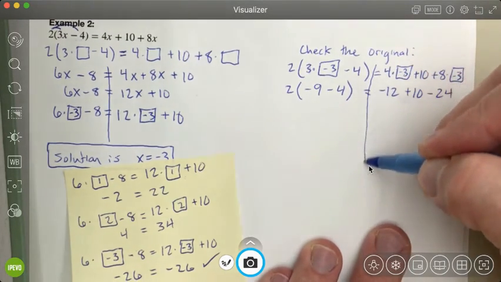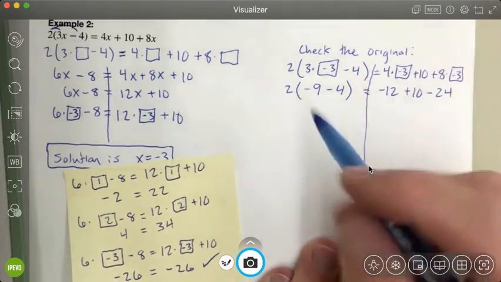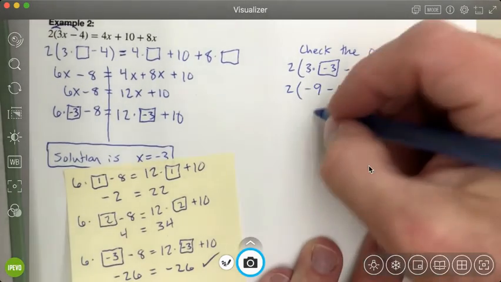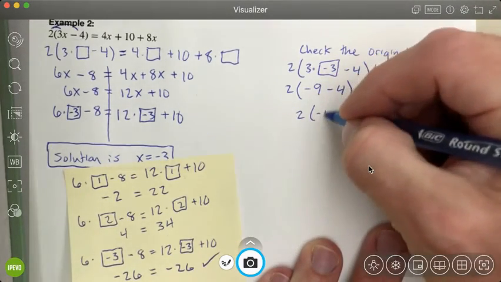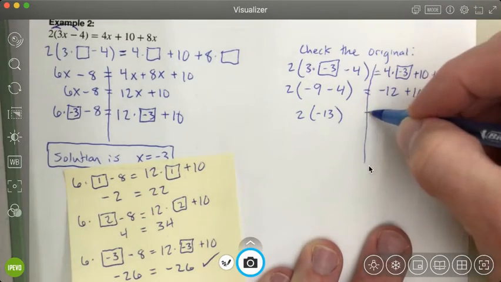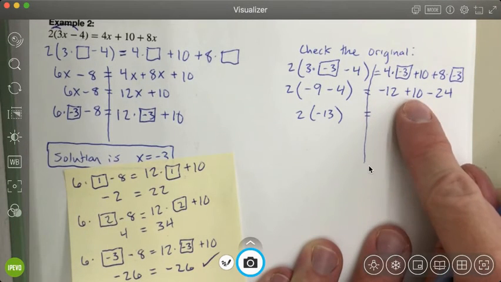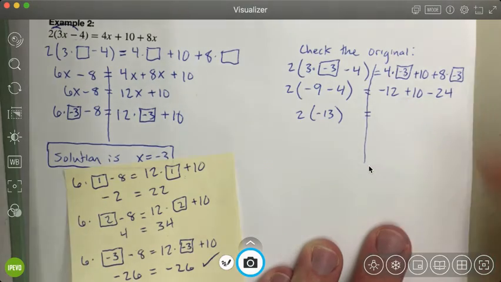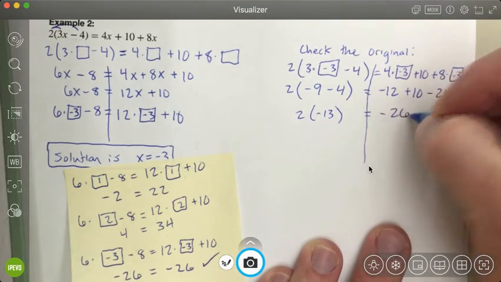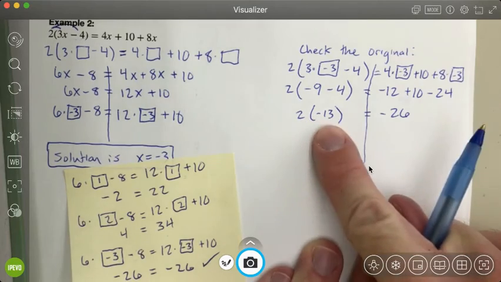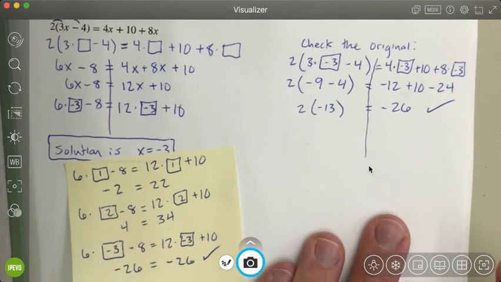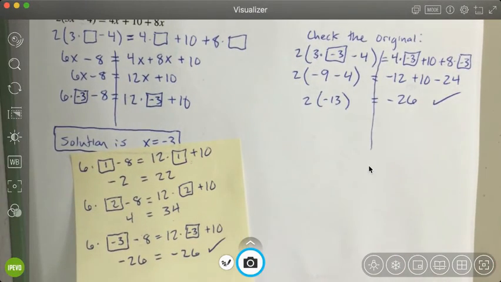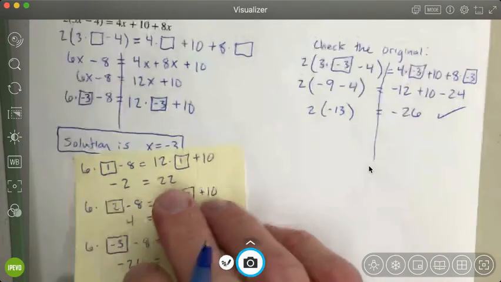Remember, I've got my barrier here, so I can't do anything across it, but I can keep simplifying on this side. -9 minus 4 would be -13. -12 plus 10 would be -2. Minus 24 would be -26. And does 2 times -13 equal -26? It does. So there I go. I know both sides are the same, and so -3 must be my solution.